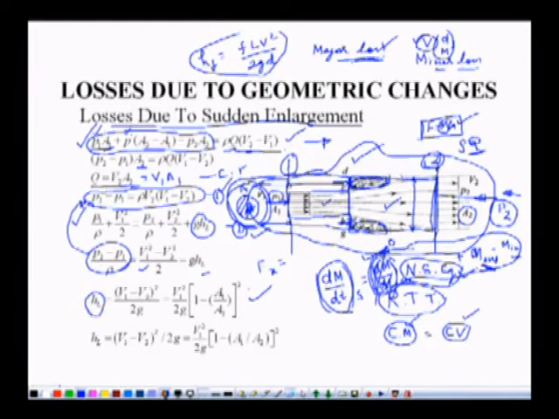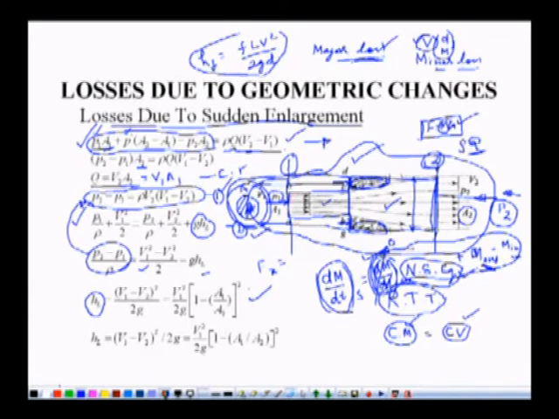So, this is the analytical way for finding out the head loss due to sudden enlargement, right. Similarly, we may have another situation, we may have sudden contraction. But first, let me summarize this derivation, because it is more important than deriving more equations. It is better to understand one and then apply the same concept to solve for another situation.